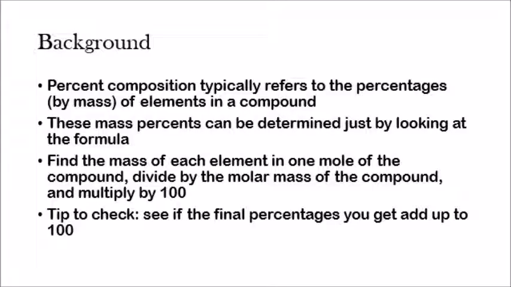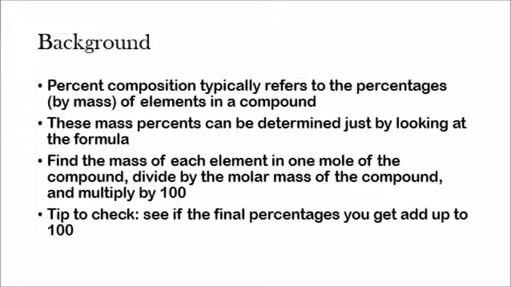So percent composition typically refers to the percentages by mass of elements in a compound. If you're given a compound, it'll tell you the percent by mass of each of those elements. These mass percents can be determined just by looking at the formula for the compound. In order to get that, you find the mass of each element in 1 mole of the compound, divide by the molar mass of the compound, and multiply it by 100.